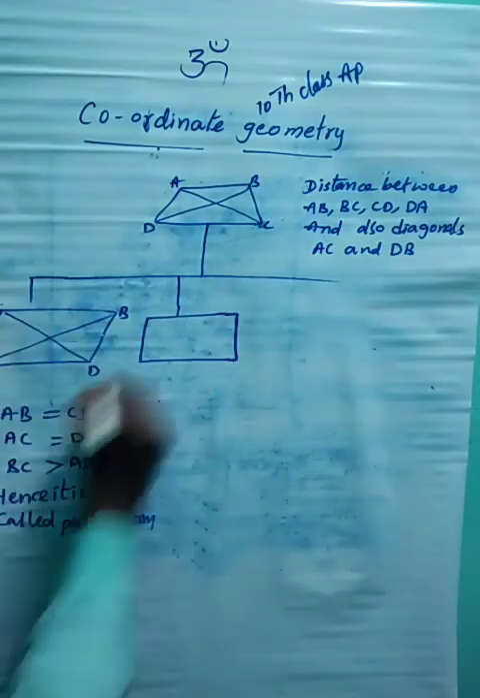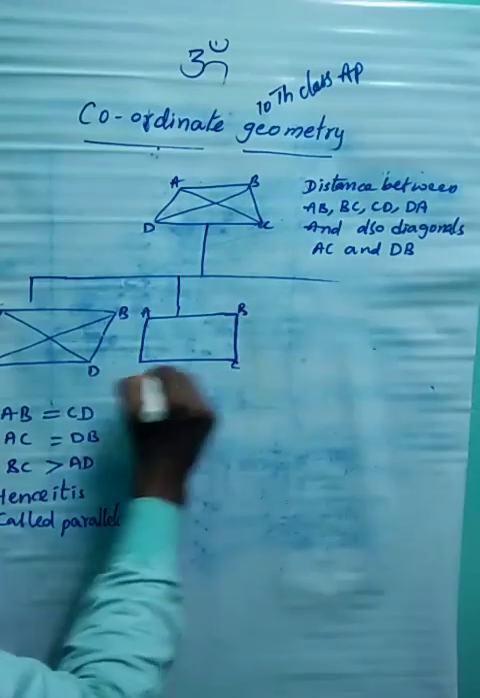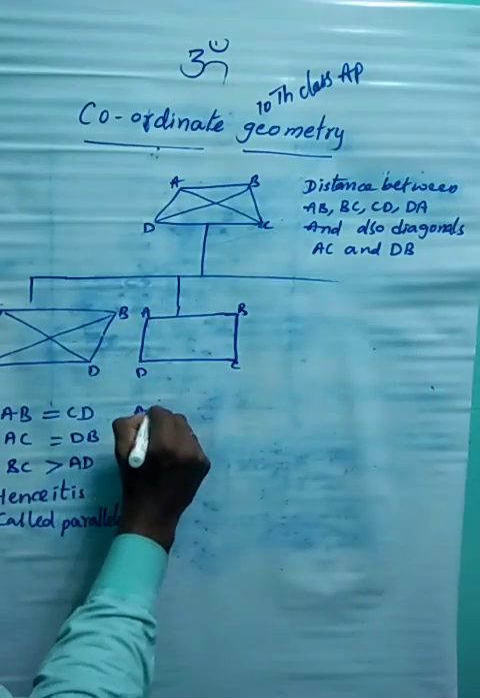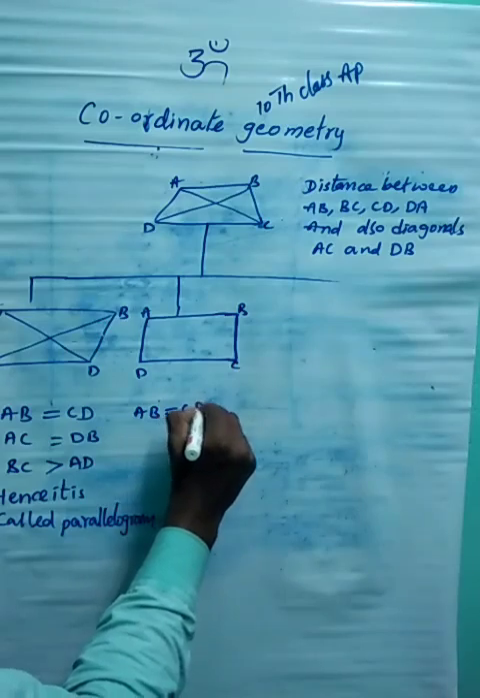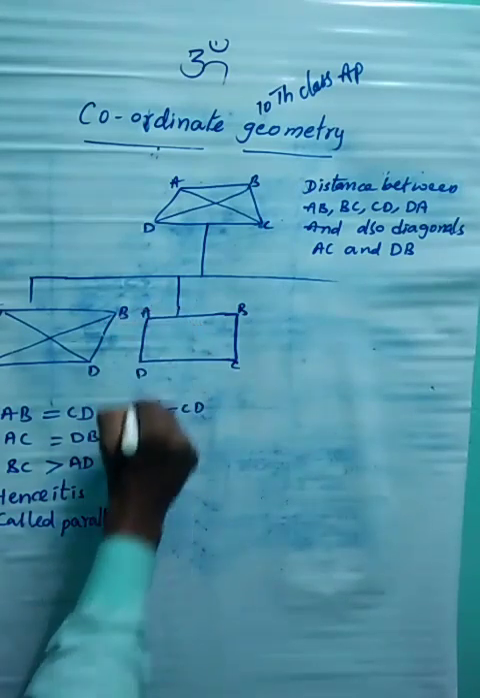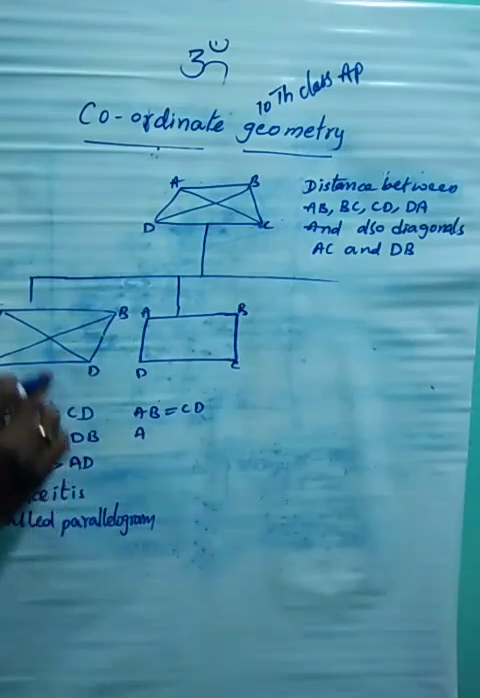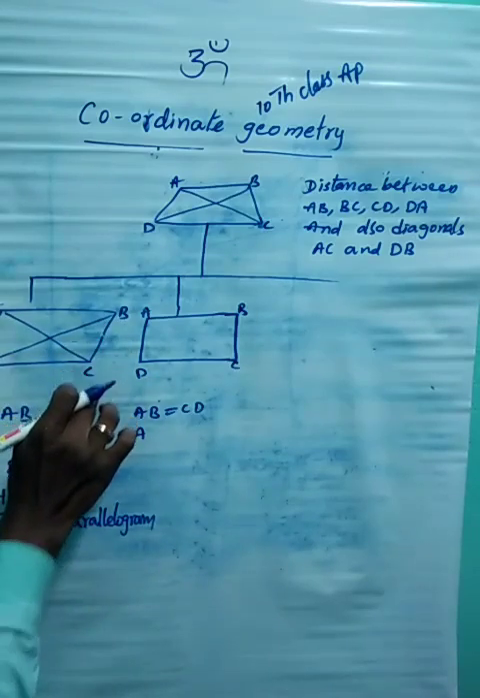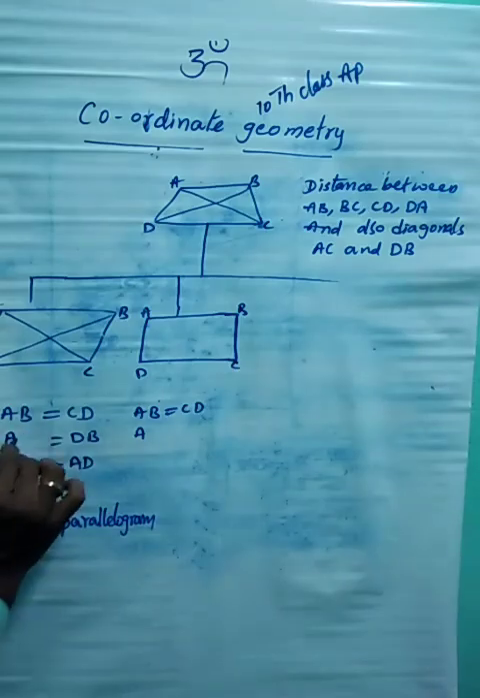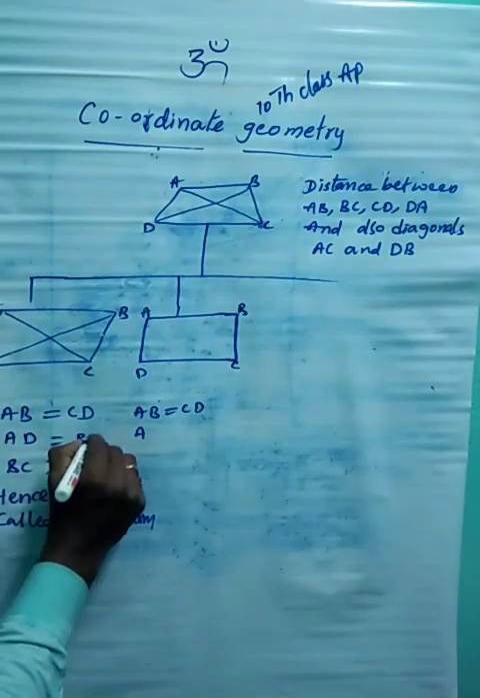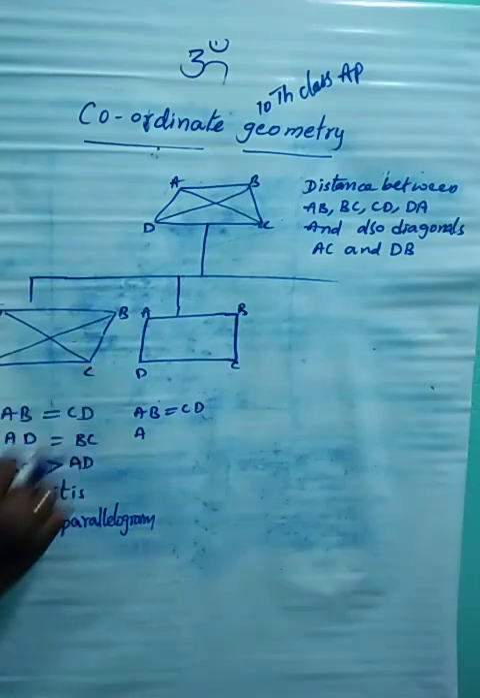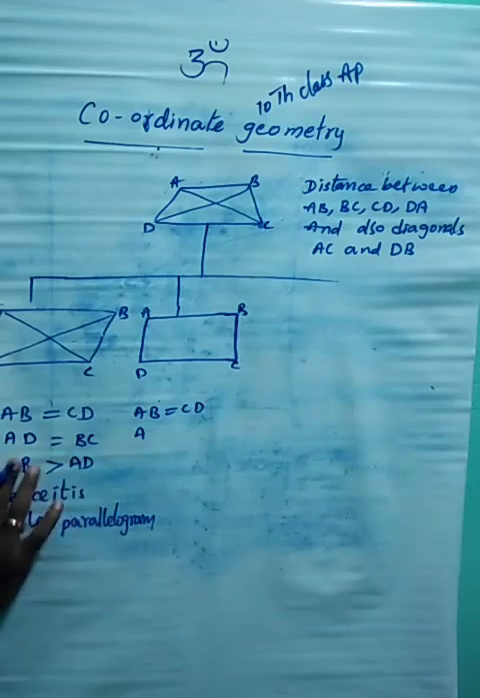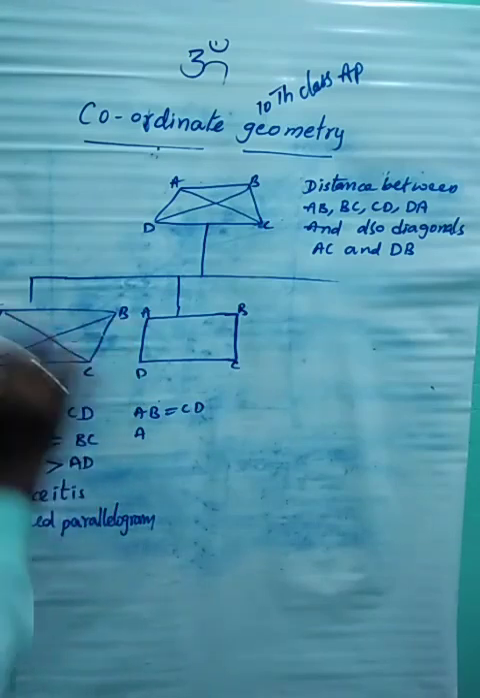Again we name the vertices A, B, C and D. AB is equal to CD, and AD is equal to BC. Here the diagonals, AC is greater than BD, or DB is greater than AC.